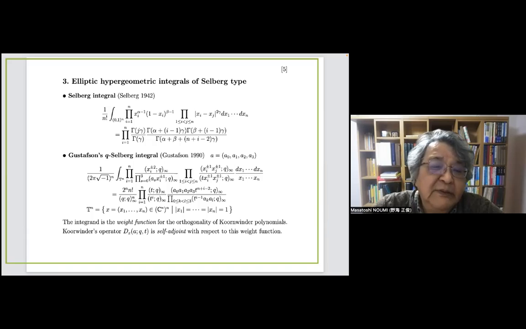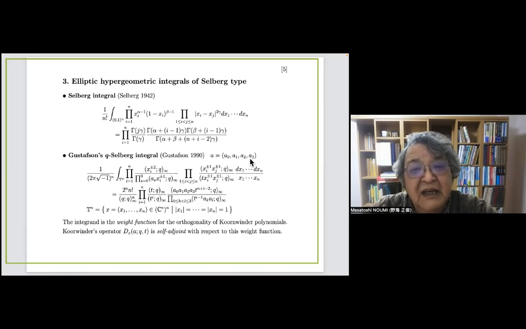So what we are going to discuss is one extension of the Selberg integral. There is a standard q-Selberg integral called Gustafson's. This is not the only q-Selberg integral, but anyway, Gustafson's q-Selberg integral is standard in some sense. And as in the case of Askey-Wilson or Koornwinder, you have 4 parameters, a0, 1, 2, 3. And you consider this integral. This time, this is a contour integral on the real torus, the n-dimensional torus.